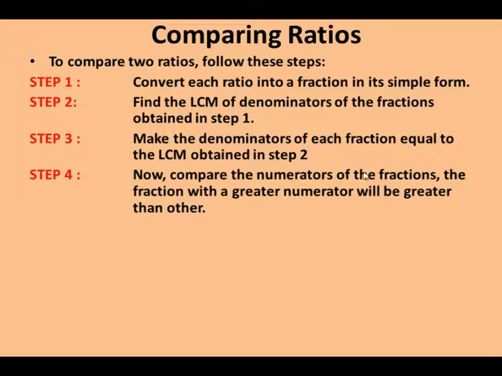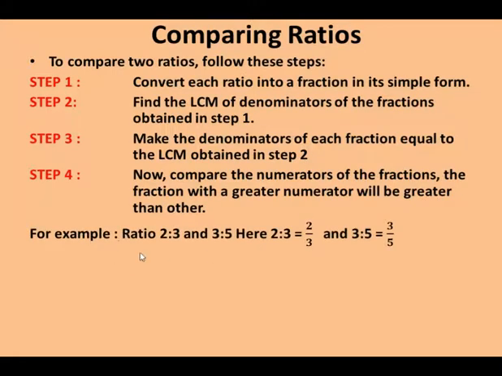Now compare the numerators of the fractions. After making the denominators the same, we compare the numerators. The fraction with the greater numerator will be greater than the other one. For example, we have taken ratios 2:3 and 3:5. First we write them as fractions, 2/3 and 3/5. Now we take the LCM of the denominators, that is 3 and 5. So the LCM of 3 and 5 is 15.